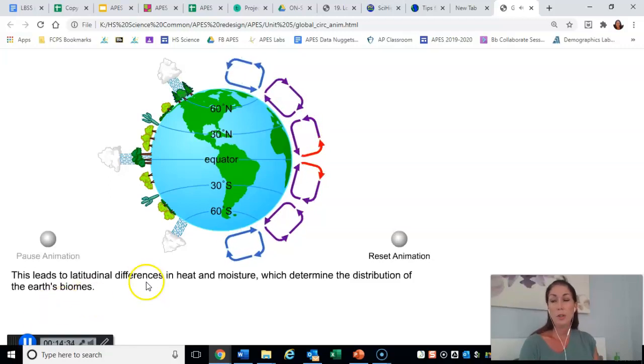So if you remember, you took a look at our biomes in one of our earlier units, and they are not just placed around the globe willy-nilly. They're placed there because of the way that these cells circulate. Now we're going to be able to put names to these giant vertical circulating cells, and then we're also going to be able to translate these cells into why we see the prevailing winds that we do across the globe.